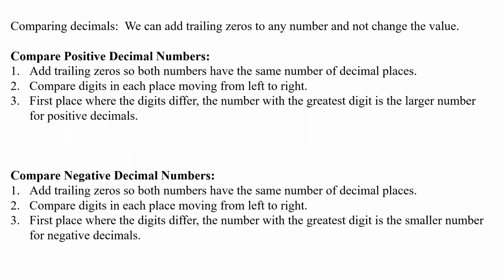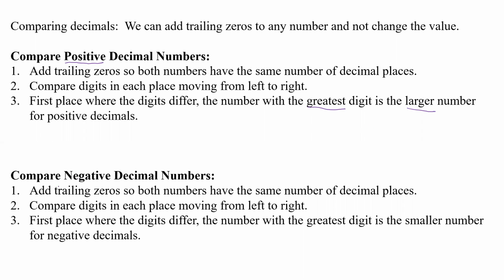Now, if we have positive decimals, we're going to do one thing. We add our trailing zeros so both numbers have the same number of decimal places. That's our first thing we have to do. Then we compare digits in each place moving from left to right. Hopefully we have the same whole number part, and all we're really looking at is the decimal part. Then at the first place our digits are different for a positive decimal number, and again, this is the key, is the positive, the number with the greatest digit is the larger number.